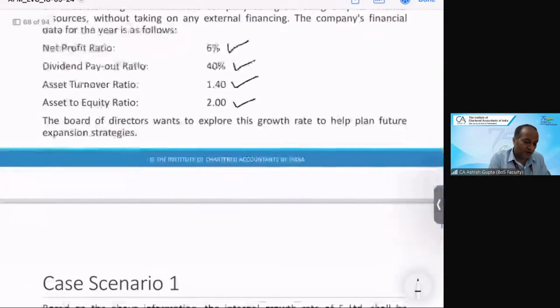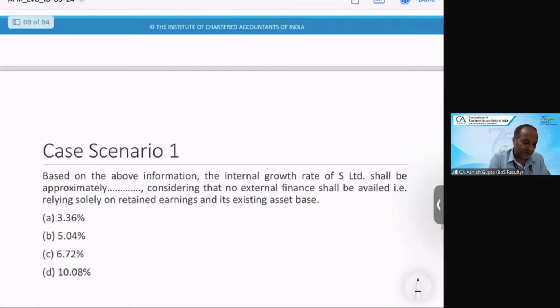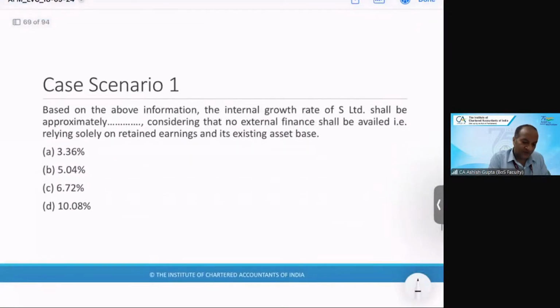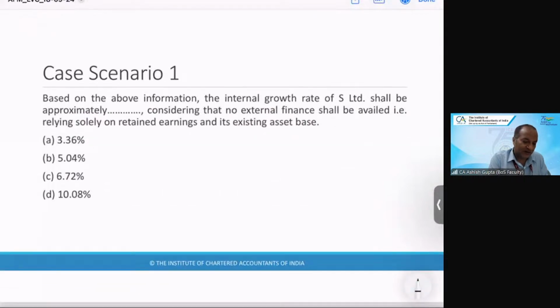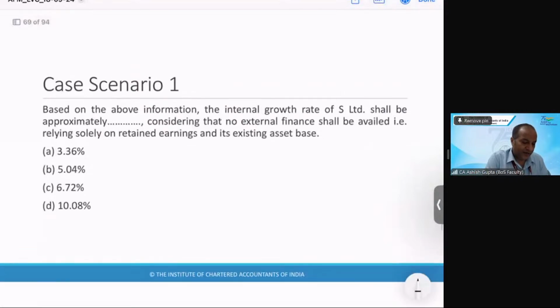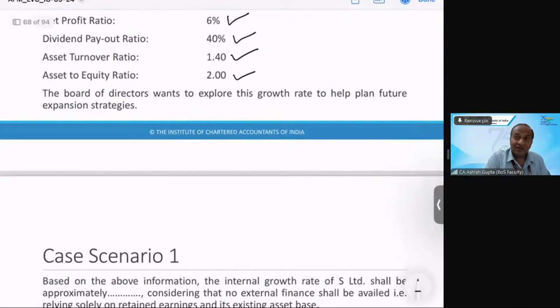The board of directors wants to explore this growth rate to help in planning future expansion. Now, based on the above information, what is the approximate internal growth rate of S Limited, considering that no external financing shall be availed, relying solely on the retained earnings and its existing base? Okay, students, please take your time and give me the correct answer. I'm just sharing with you the financials about the company.